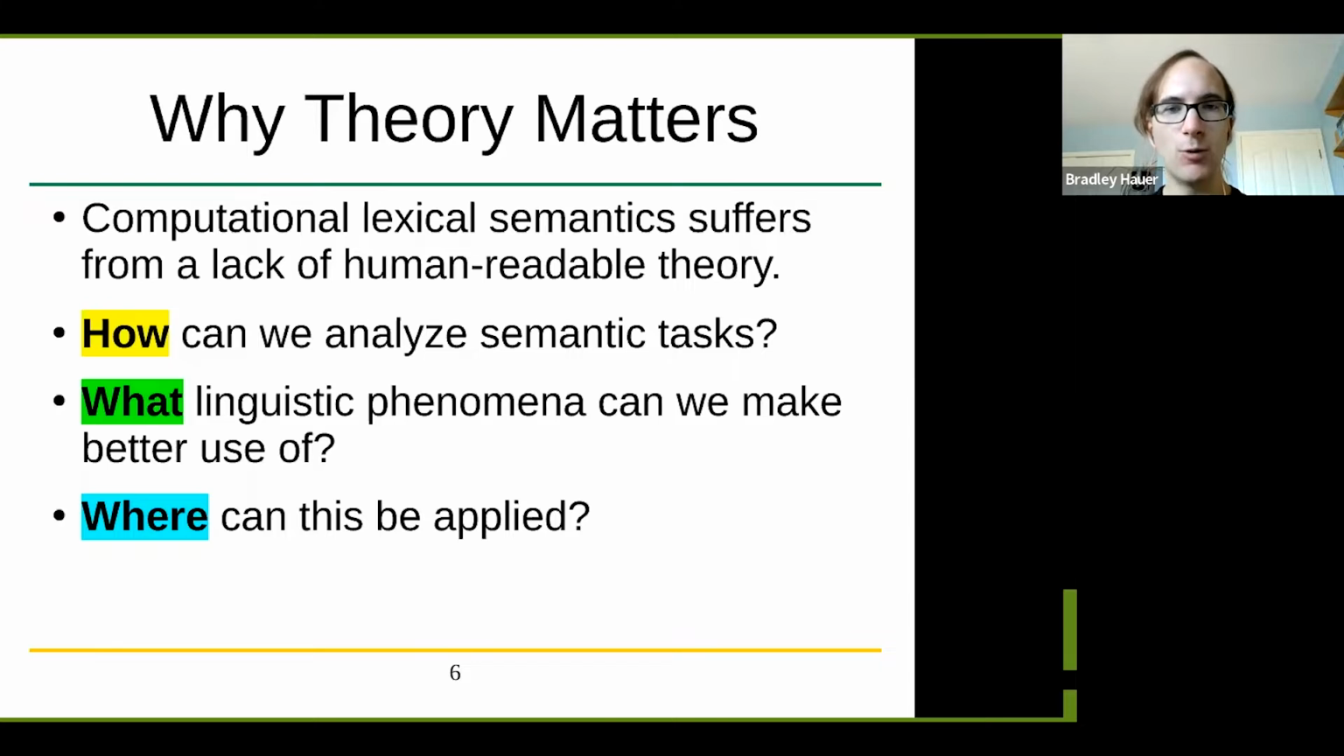Second, what linguistic phenomena can we make better use of? What are we not explicitly or perhaps even implicitly utilizing for lexical semantics that might allow us to achieve better results? And finally, where can this be applied? How can this actually be deployed in practice to improve performance on tasks? So how can we establish that this is actually of practical as well as theoretical value? Those questions, I hope, will lay the foundation for proving this central thesis of why theory matters.